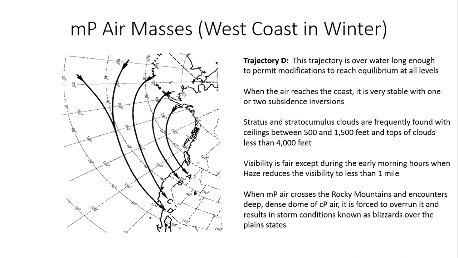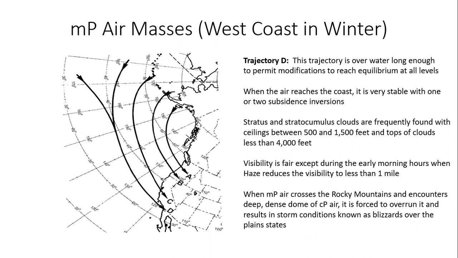Subsidence refers to sinking air motion that is associated with high pressure, and the inversion is where temperatures are actually warm with height. So we have a warm over cold situation. These subsidence inversions indicate very stable air, and as a result we get this stratus and stratocumulus cloud field to develop along the coast of Southern California during the winter months.